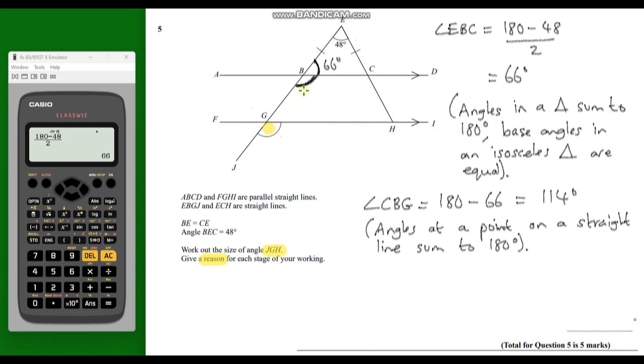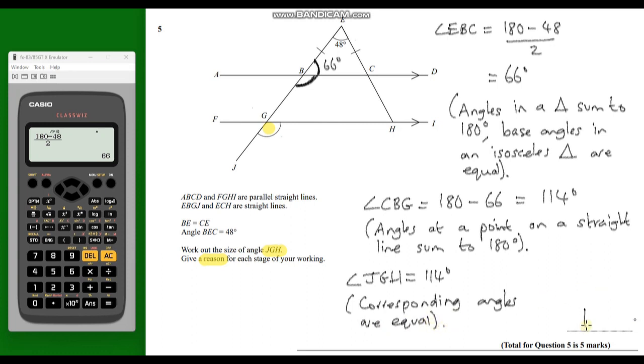So we're almost there. We've got one more angle to calculate, and that is the one that we're trying to work out. So that is angle HGJ. Actually, I'm just going to write JGH because that's what it's asking for. Well, that is going to be exactly the same as this angle. So that's also going to be 114 degrees. And the reason I know that is because they are corresponding. So we can say that corresponding, that's a key word there, corresponding angles are equal.